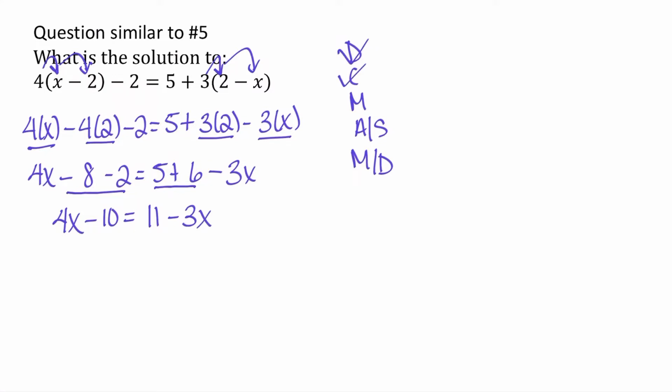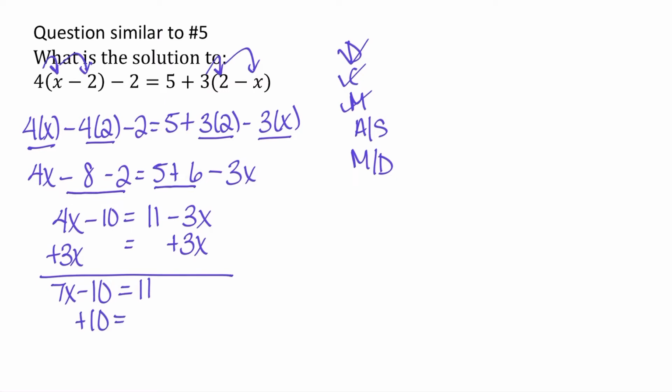Now let's move our variables to one side. So we have minus 3x, so I'm going to go ahead and do the opposite and add 3x to both sides. So on the left side, I have 4x plus 3x, which is 7x, minus 10 equals 11. Now we need to add or subtract to isolate the variable, so I'm going to do the opposite of minus 10, and I'm going to add 10 to both sides. So that gives me 7x, minus 10 and plus 10 cancel, and that equals 11 plus 10, which is 21.